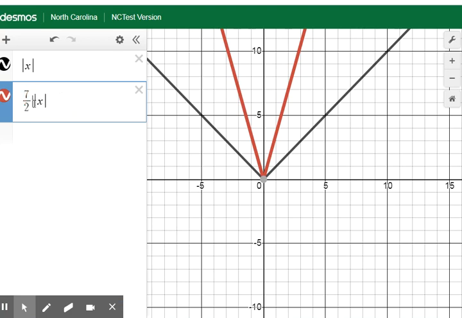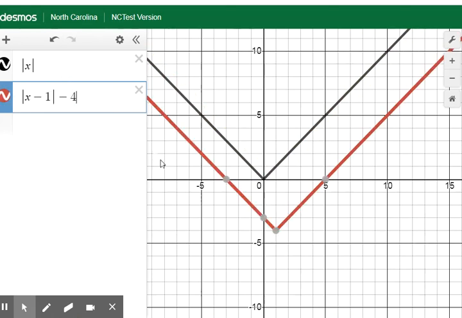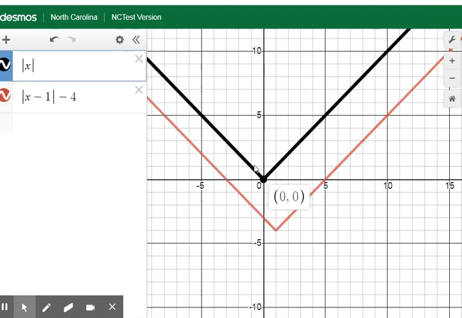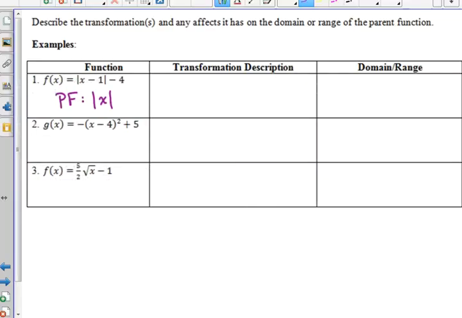And we've got x minus 1, and then outside minus 4. I like to use the vertex as a reference point. So our original vertex is at 0, 0. Our transformation has a vertex at 1, negative 4. So that makes it pretty clear what has happened. We have moved right 1 and we have moved down 4. So right 1, down 4 is our transformation.